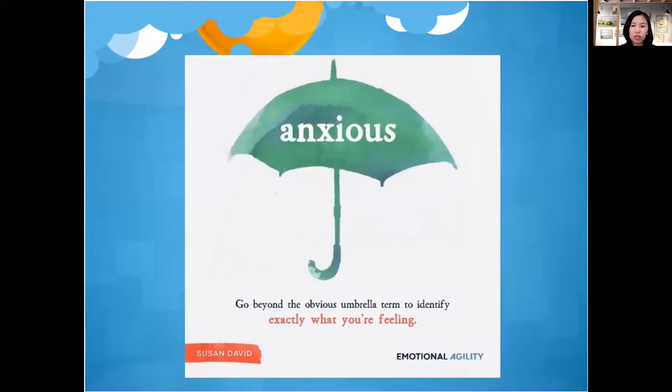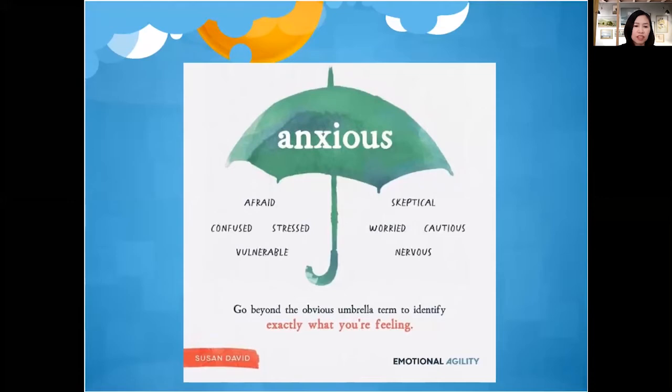How about anxious? Some of you also said that. Anxious, fearful, worried, what else? Terrified, yep. Uncertain, good. Confused, yeah. There, you have it. Confused, stressed, feeling vulnerable, afraid, skeptical, worried, cautious. Sometimes cautious, yes, nervous. Cautious can actually also appear like anxious.